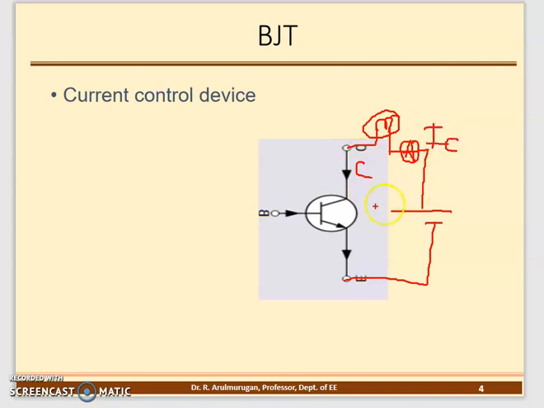Collector current is a flow. Here I have connected a 1 volt voltage. What is this voltage? This voltage is between C and E. This is called the CE voltage. The voltmeter is connected between C and E. That's why it's VCE.